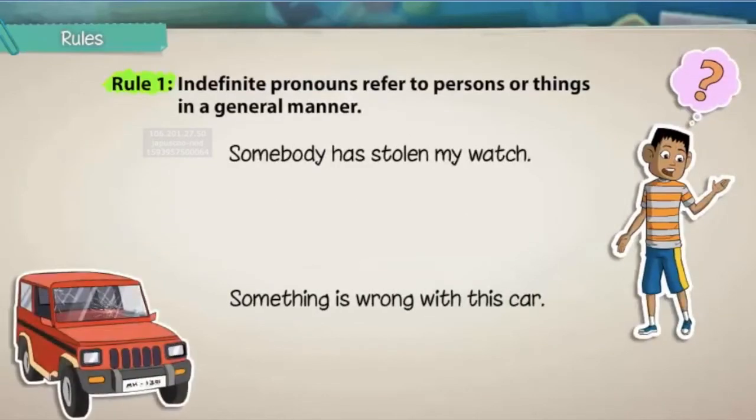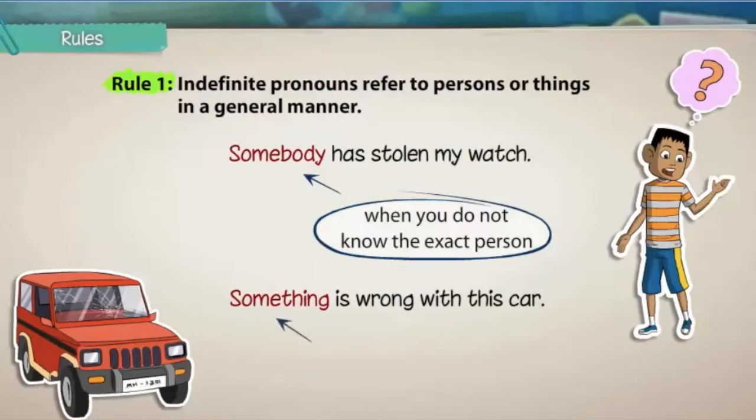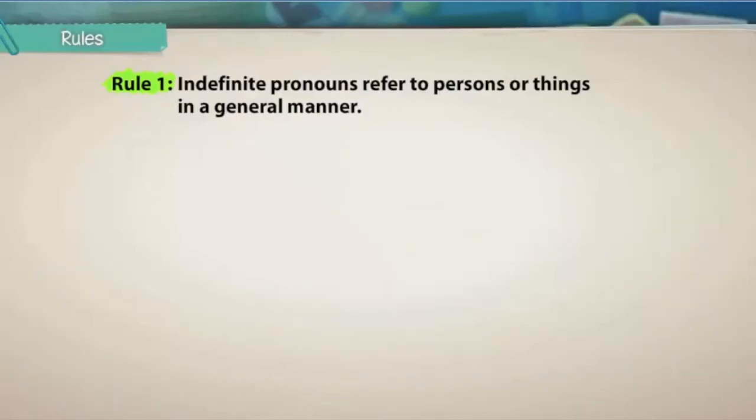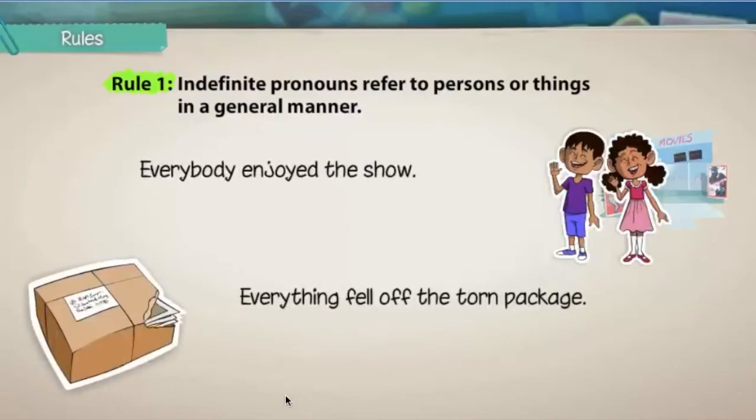Somebody has stolen my watch. Something is wrong with this car. Now, somebody and something. When you do not know the exact person, you use the word somebody. And something, when you do not know the exact thing. So these are indefinite pronouns.